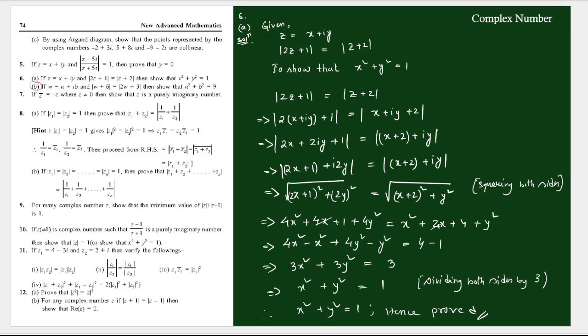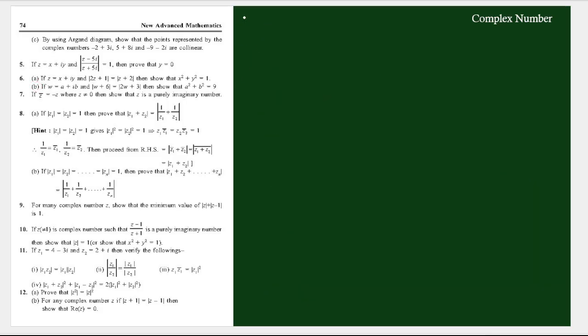Then now we'll do 7. What is in 7? What is given? If conjugate of z equal to minus z, and where z is not equal to 0, then we need to show that z is a purely imaginary number. That means there is no real number, only i will be there.